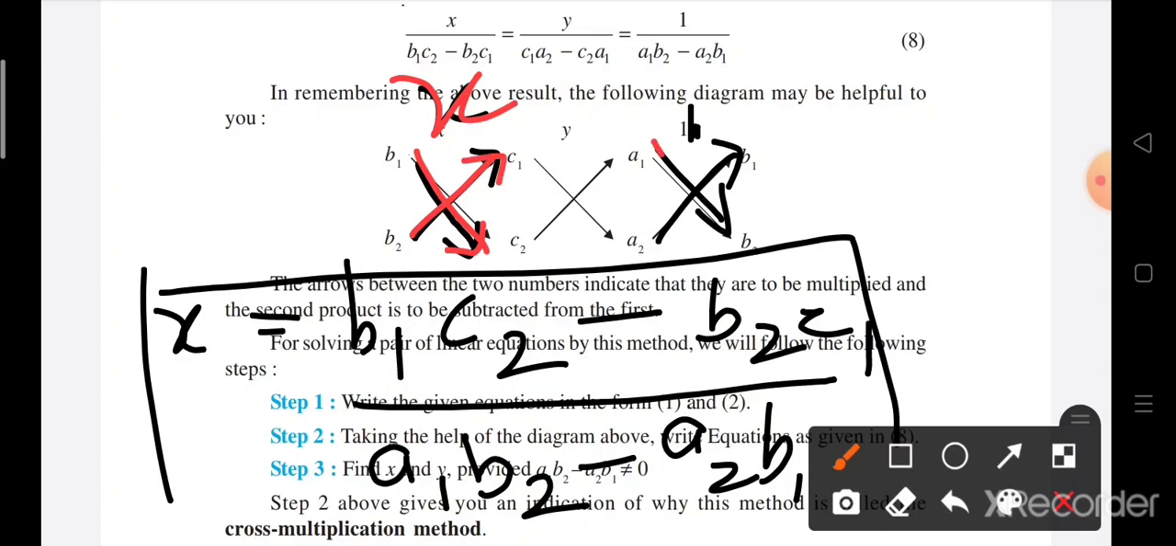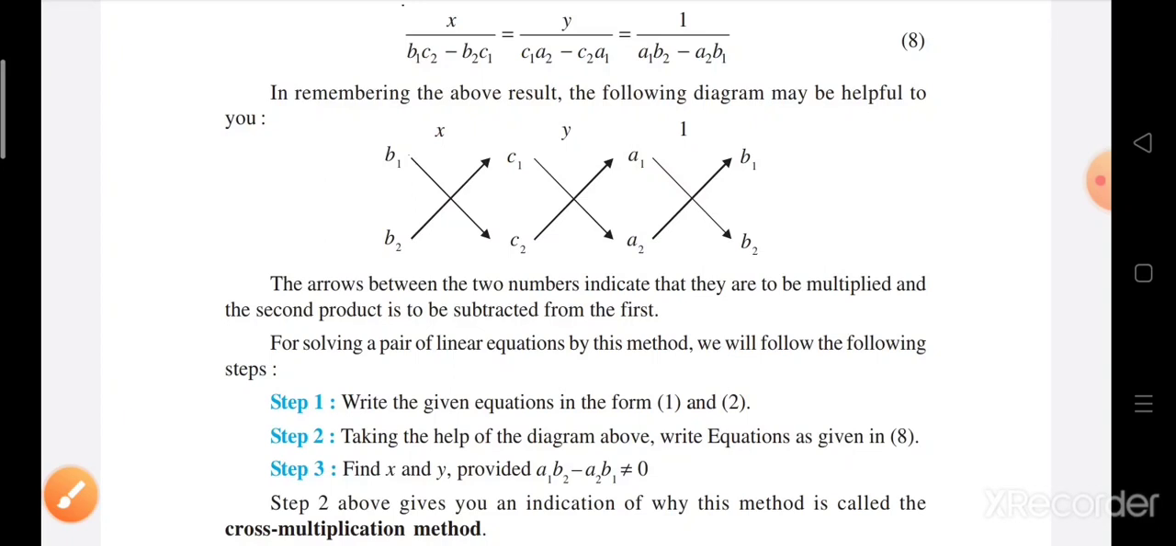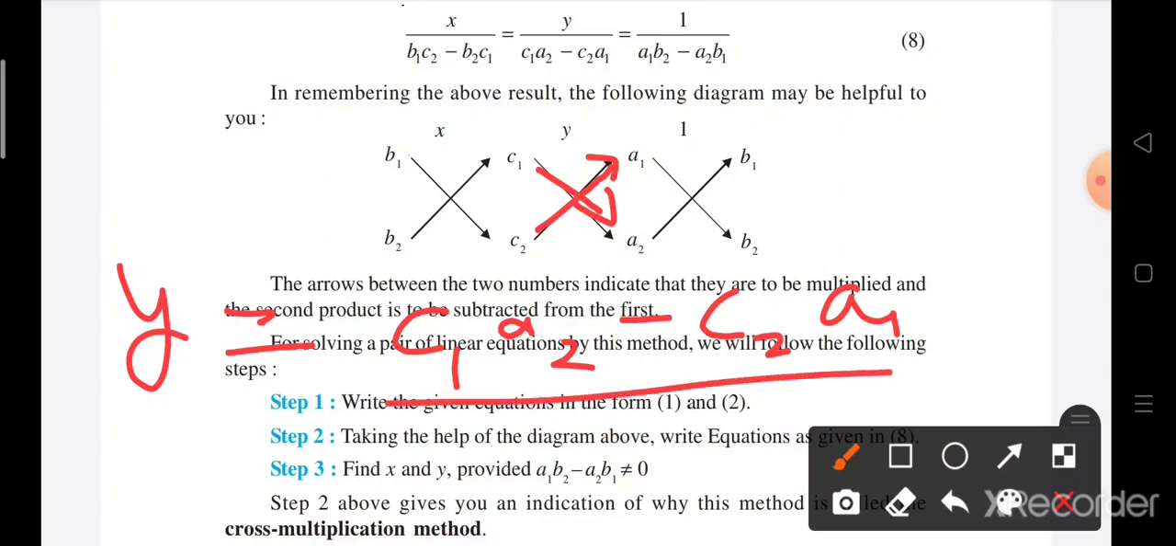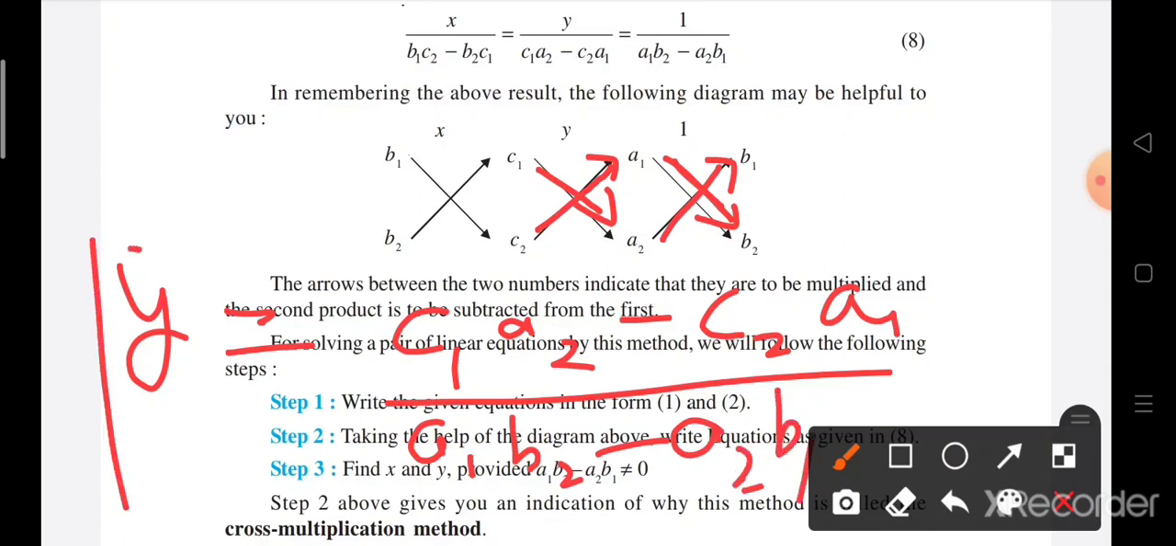Then divided by a1 into b2 and a2 into b1, in between subtraction. Now if you want to find the value of y, then c1 into a2 minus c2 into a1, divided by a1 into b2 minus a2 into b1. So this is the way we get the value of y.